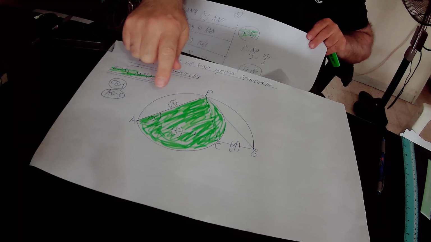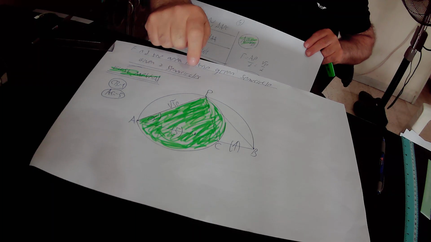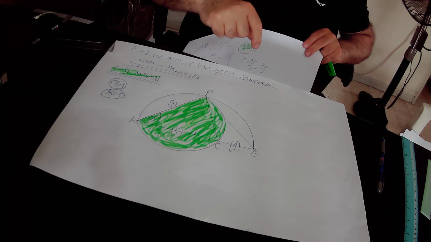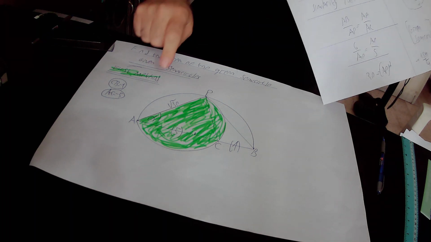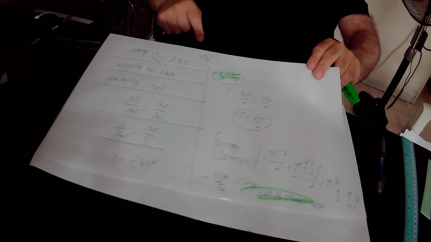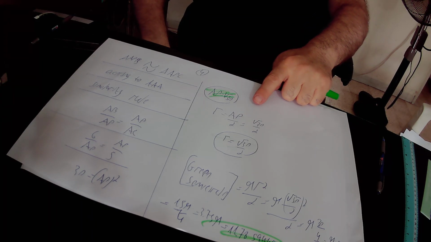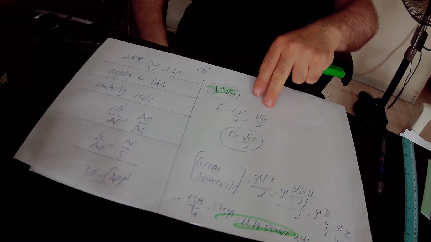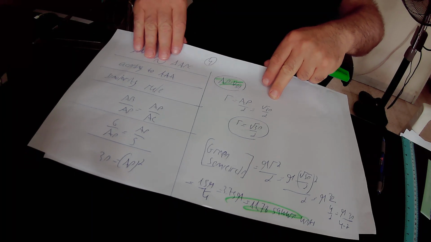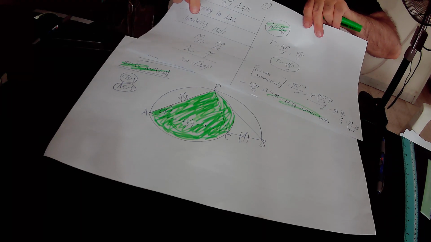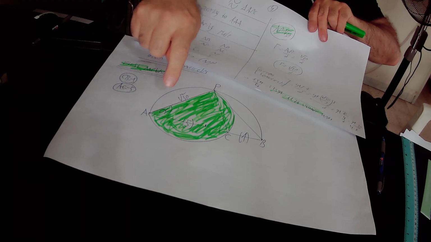We already found out that AP is the diameter of this green semicircle. If AP is the diameter, it means that AP over 2 is the radius of this green semicircle. So we define the radius of this green semicircle as R. So R equals the diameter AP over 2. AP is square root of 30, therefore R is square root of 30 over 2. In conclusion, we actually found out that the radius of this green semicircle R equals the square root of 30 over 2. And our mission is to find out the area of this green semicircle.